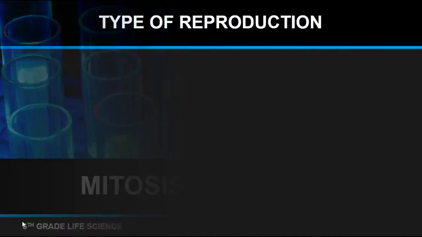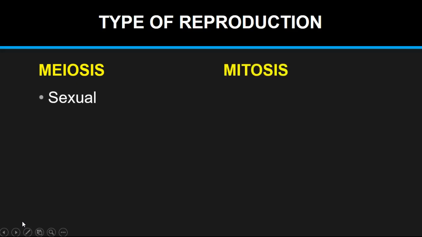And the first feature we want to talk about is the type of reproduction. Now, meiosis, if you'll remember from the presentation, is sexual reproduction, and mitosis is asexual reproduction.